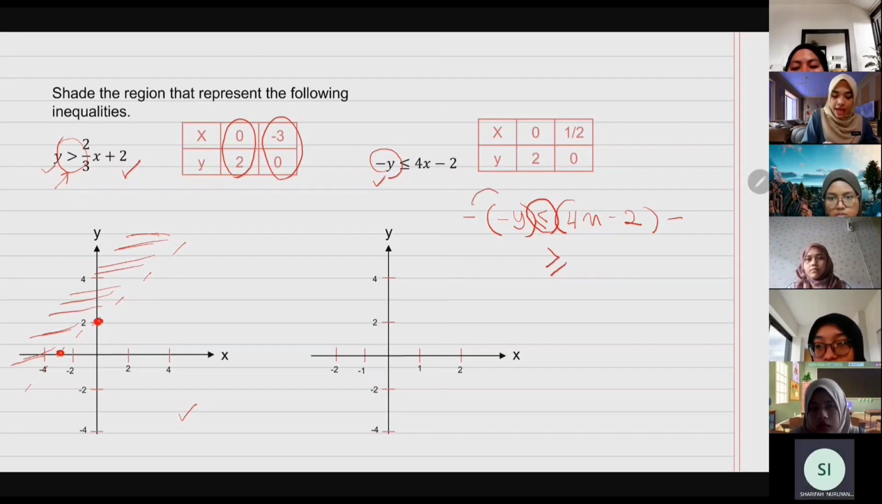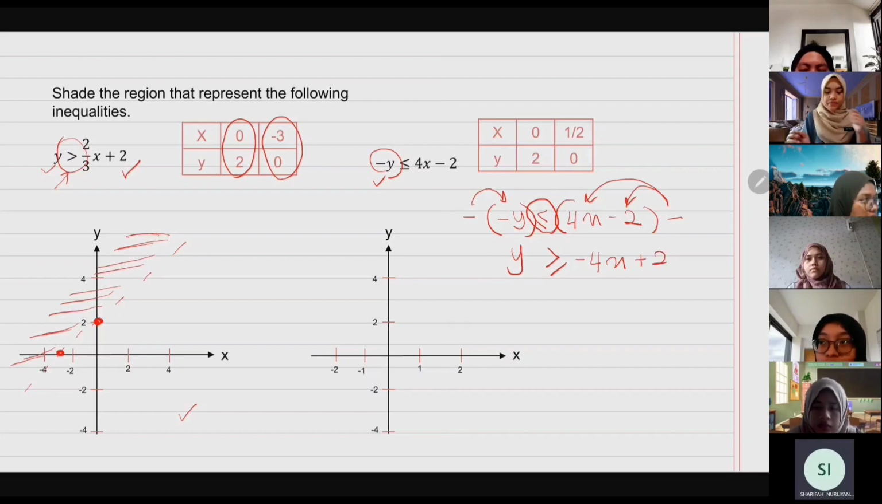Negative times negative y, you will have positive y. Negative times positive 4x is going to be negative 4x. Negative times negative 2, you will get positive 2. All right, so this is your general form for linear inequalities for this question. You understand?